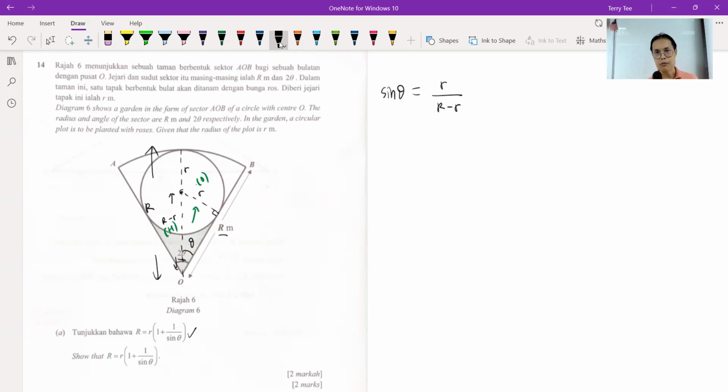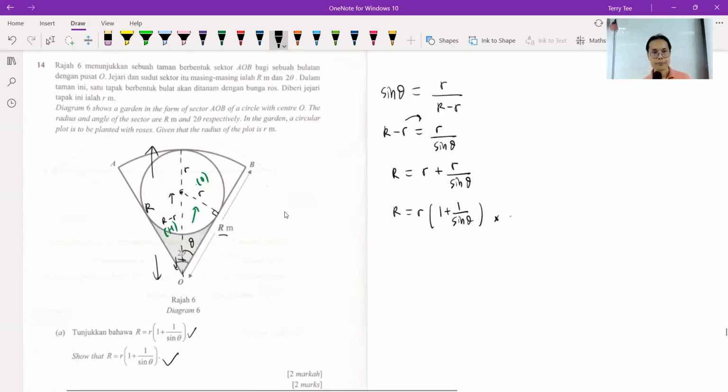Remember, I'm finding big R, so I'm going to multiply this over: R sin theta minus small r times sin theta. Or better yet, can we switch the whole thing up? It's easier to do it this way. Then you bring the small r over, big R is now small r plus small r over sin theta. We're almost there. Just have to factorize it. r times (1 plus 1 over sin theta). There you go. You've proven that big R is equal to small r times (1 plus 1 over sin theta).